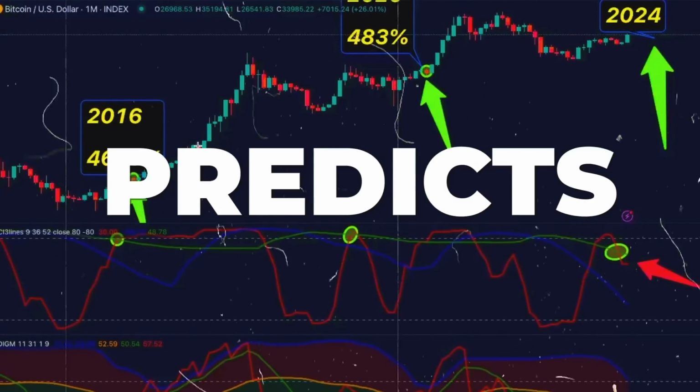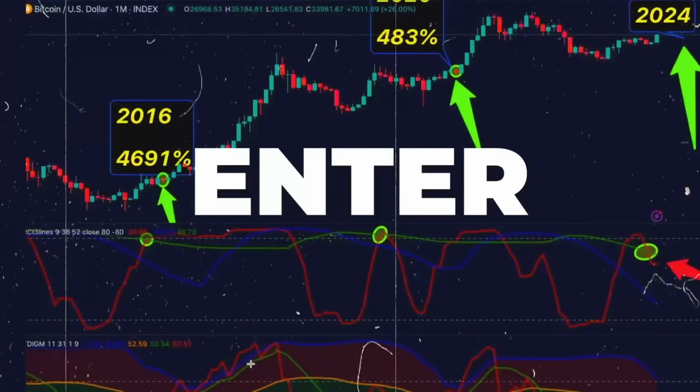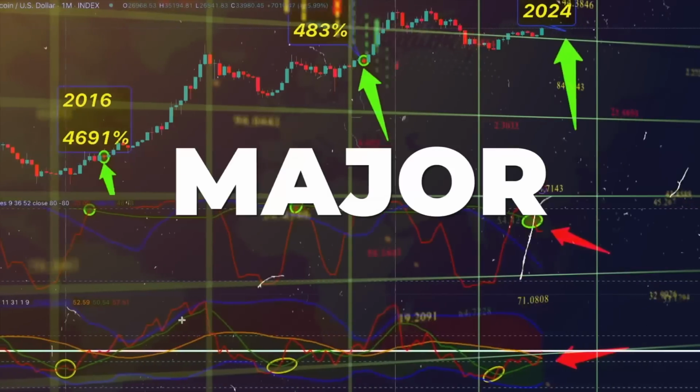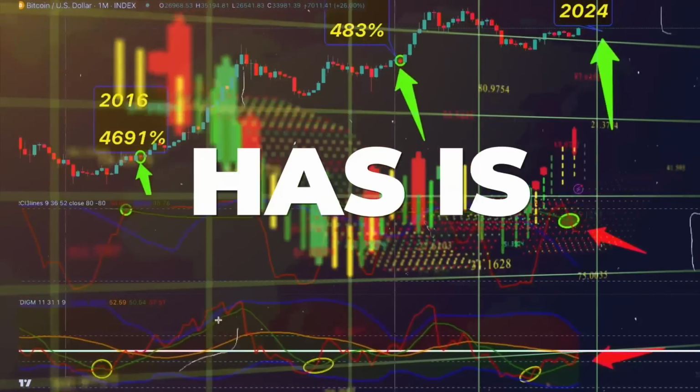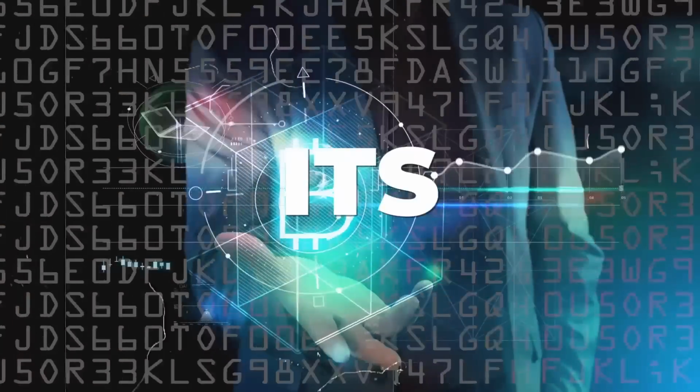It also predicts when we're going to enter phase one of the bull, and it also predicts when we're going to enter phase two of the bull. Every single major move that Bitcoin has is right here in this chart, and I'm about to unveil its secrets.